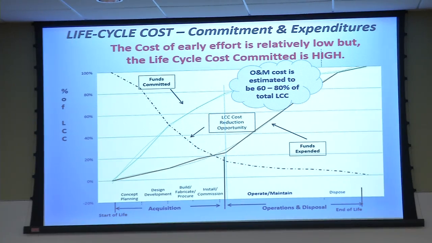This is an interesting chart. It is still a notional chart because we don't have data, but I'm talking from my own experience and from talking to many, many people. This is planning, design, build, install. This is what we are spending. This is operation and maintenance, and then dispose. During this phase, we may be spending 20-25% of total life cycle cost. However, we are making commitment.